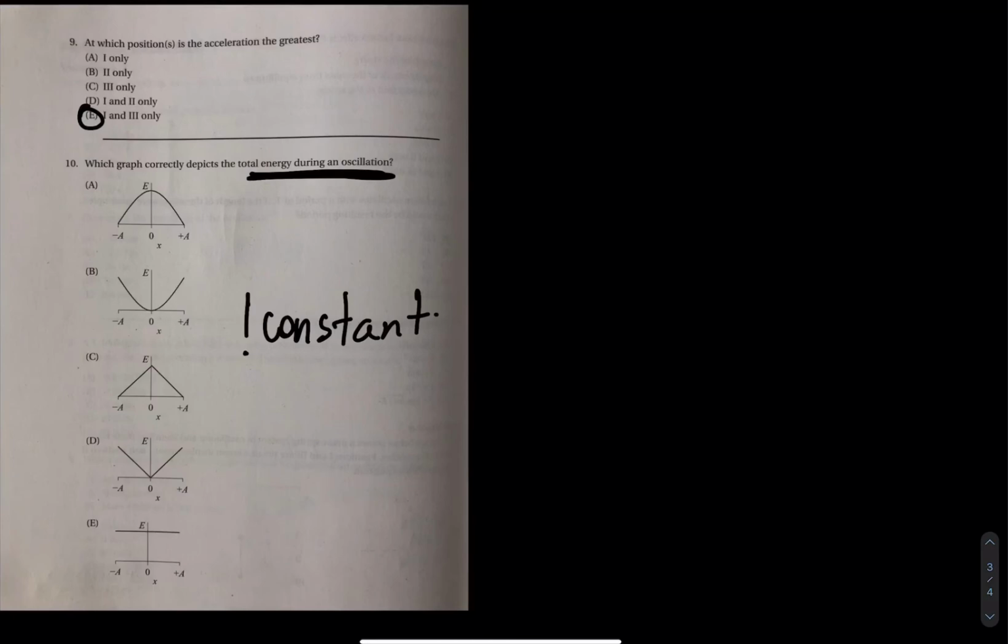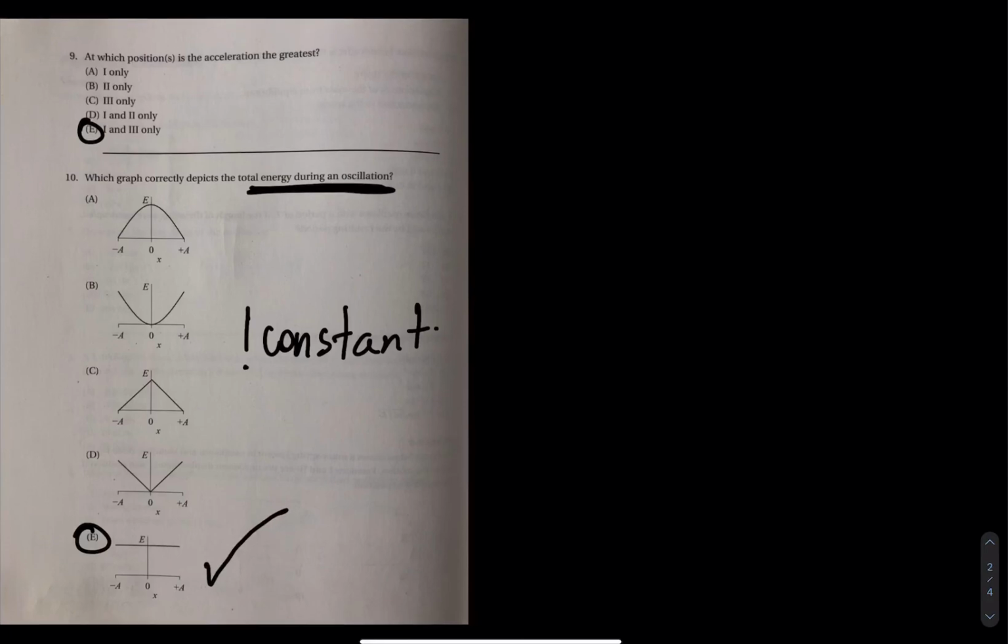Alright. Which graph correctly depicts the total energy during an oscillation? We know that the total energy is always constant. So the perfect graph for this would be E, because we know that a graph of a constant function looks like this. So that was for today.